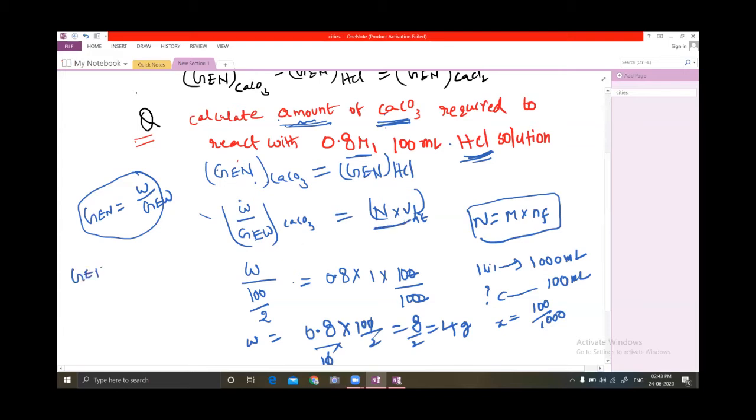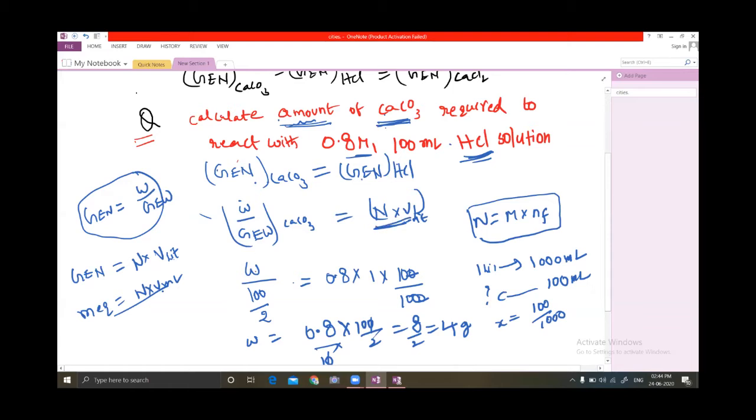I think I gave it in class. Please check. N into V is also one of the formulas of gram equivalent number, but with liters. If you are taking ml, I gave milli equivalents: N into V in ml gives milli equivalents. I hope I gave it last class. Please check, and if not, let me know. So in place of Gn of HCl, I use normality and volume.